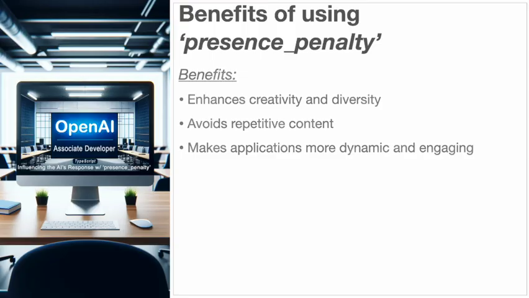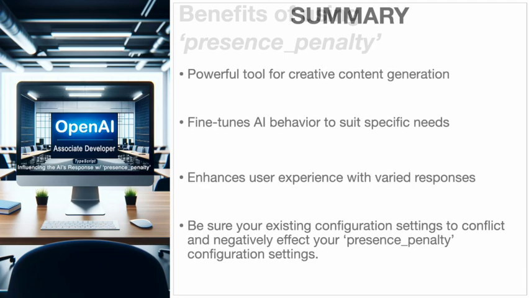In summary, the presence penalty property is a great tool to enhance the diversity and creativity of the AI's responses. By setting this property appropriately, you can guide the AI to produce content that is varied and engaging, making your applications more dynamic and interesting.